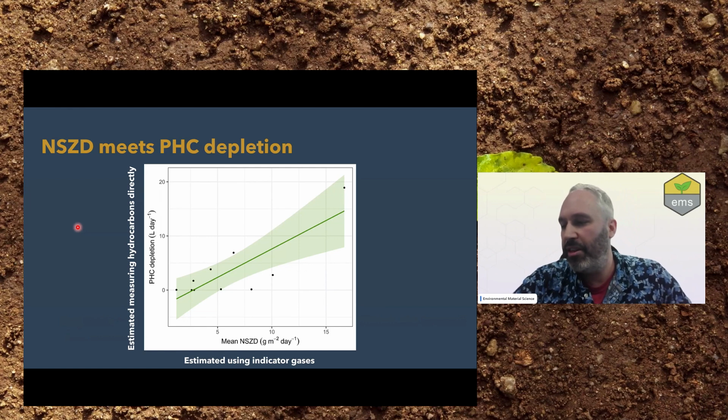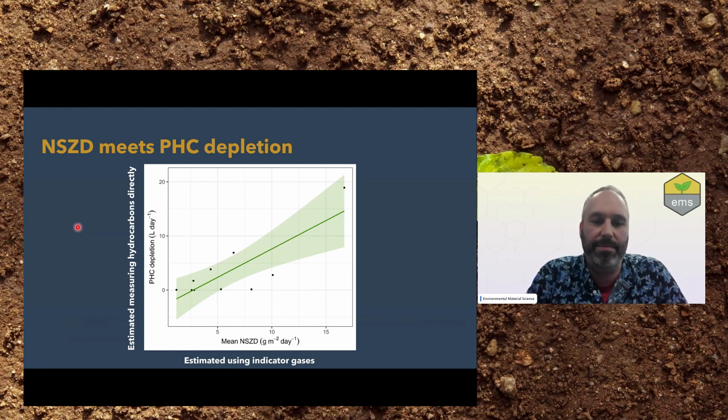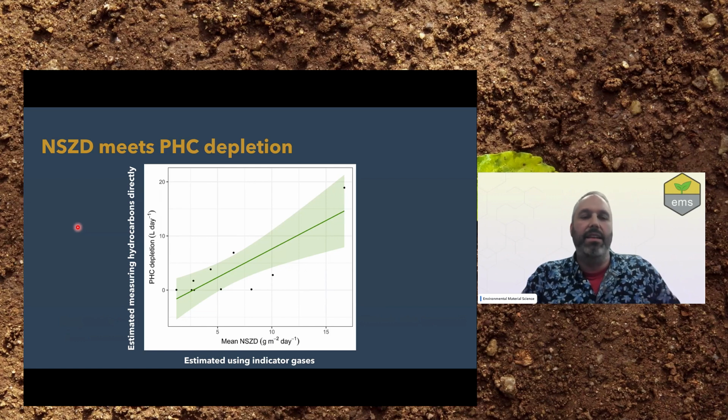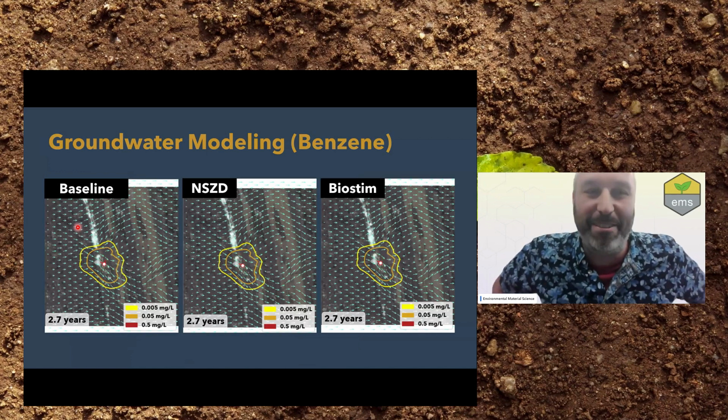And the bonus, if you're measuring both hydrocarbons and their biological indicators of depletion, you get two estimates of how depletion is going at the site. And there's a nice, relatively tight relationship. I've got to update this with our recent sites, but it's nice to see that NSZD is correlated with hydrocarbon depletion, which is what you'd expect.